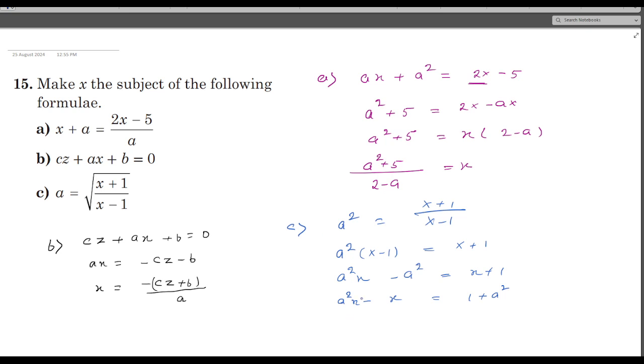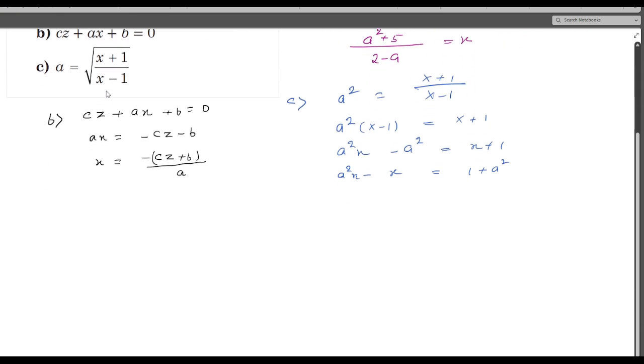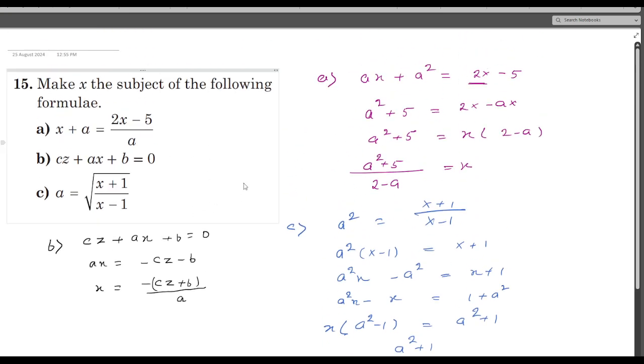Then we will take x common. So by taking x common, it is a square minus 1, and on this side it is a square plus 1. Therefore x is a square plus 1 in numerator divided by a square minus 1 in denominator. This is the value of x.